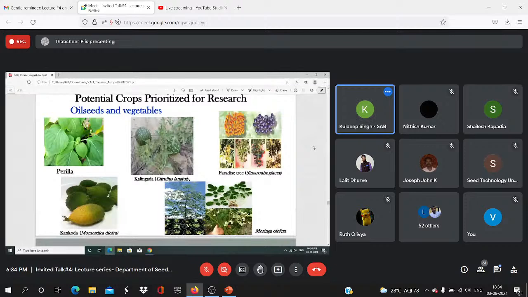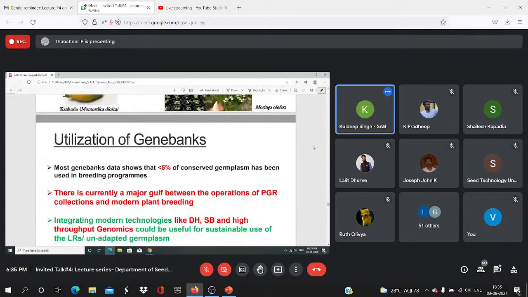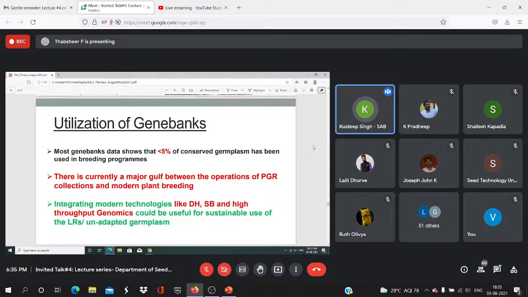And 50% of our requirement, we are actually importing from other countries, from Africa. But fortunately, the good thing is the nutritional value of these seeds of Kalingara is better than that of the cashew. So these are some of the important crops. Perilla, for example, is an oilseed crop. Kankoda is a very high value vegetable being used by sugar patients who would not like the bitter karelas for eating. So a good number of crops are there with which we can work. Next, please.